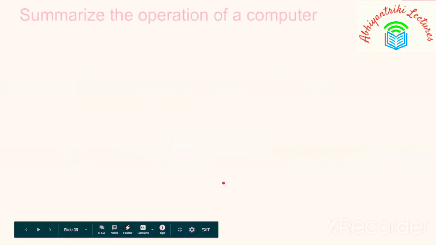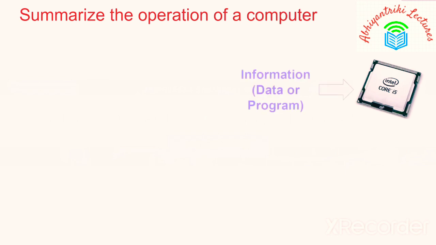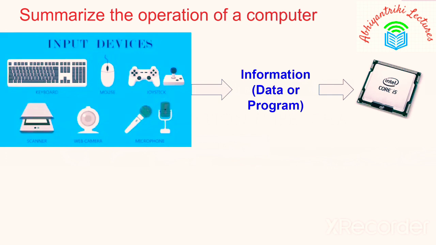Let us summarize the entire operation now. The processor fetches information, data, or a program. Information means data, that is operands, and a program means a set of instructions, from the input devices. Each and every input device and output device will have buffer registers, and it keeps the information in the memory.